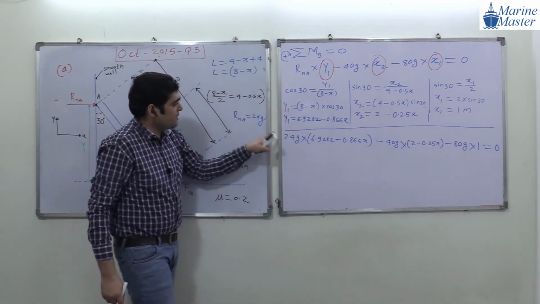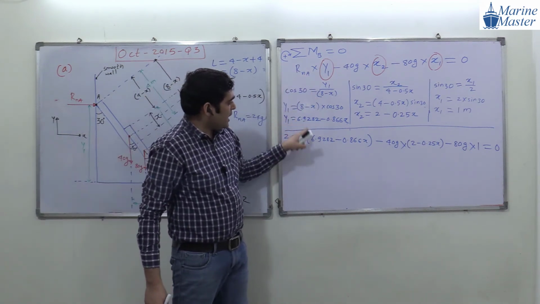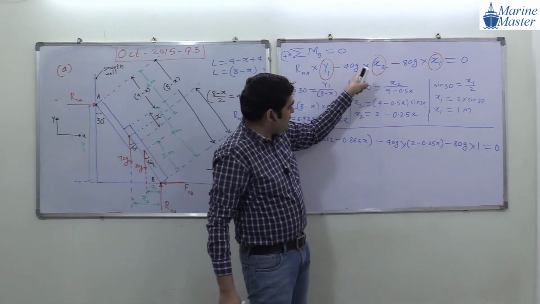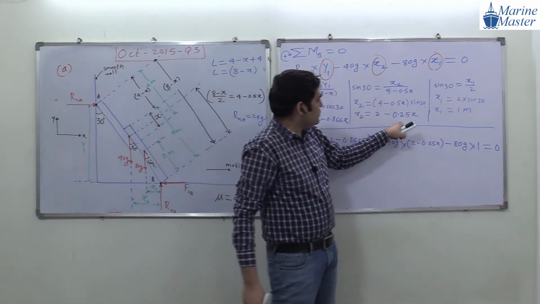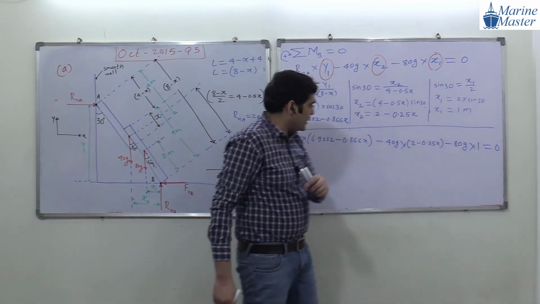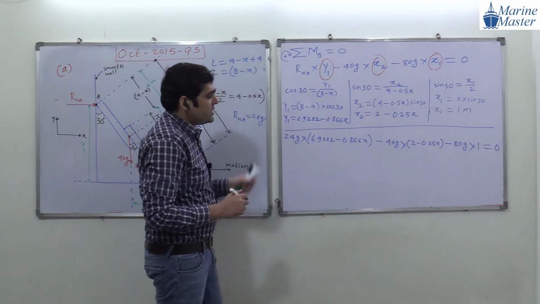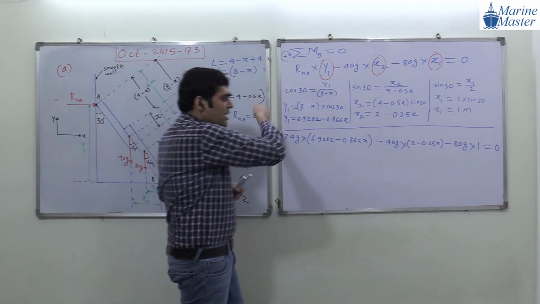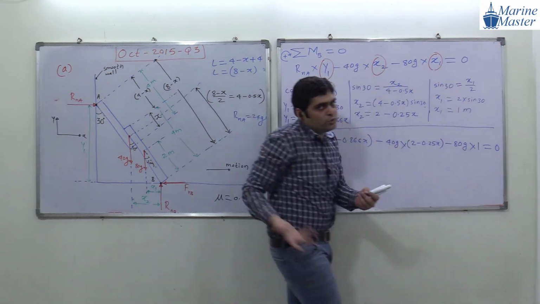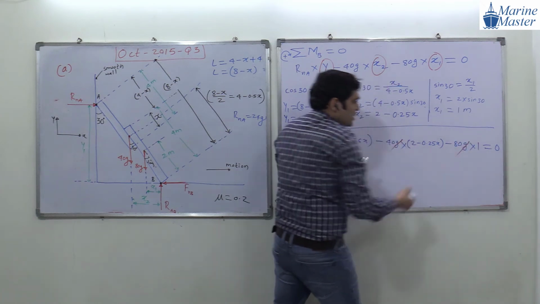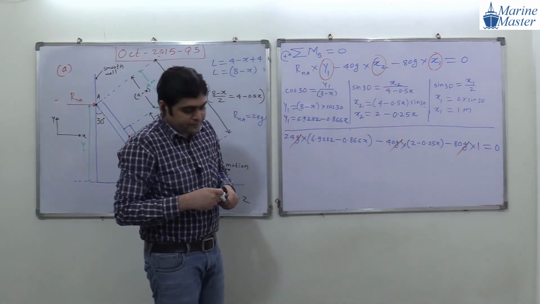RNA 24G, y1 6.9282 minus 0.866x, minus 40G, x2 how much? 2 minus 0.25x. Okay, and minus 80G, x1 is 1 meter. Okay, good. So now what is common in each and every term? G is common. We can take out the G, and we are going to divide it by 0, divided by G, so it will get cancelled out. So G will not come into the picture.